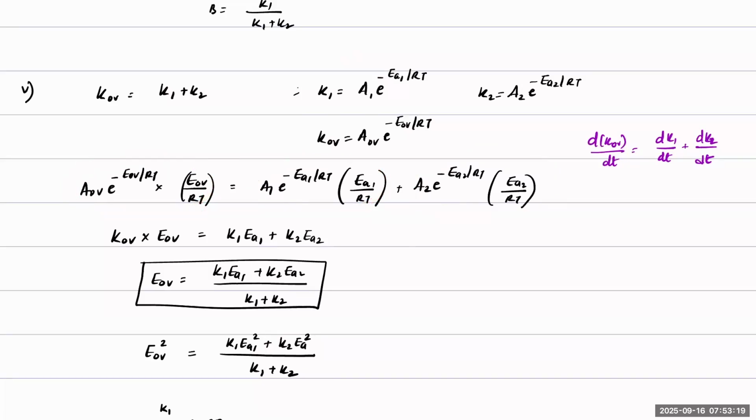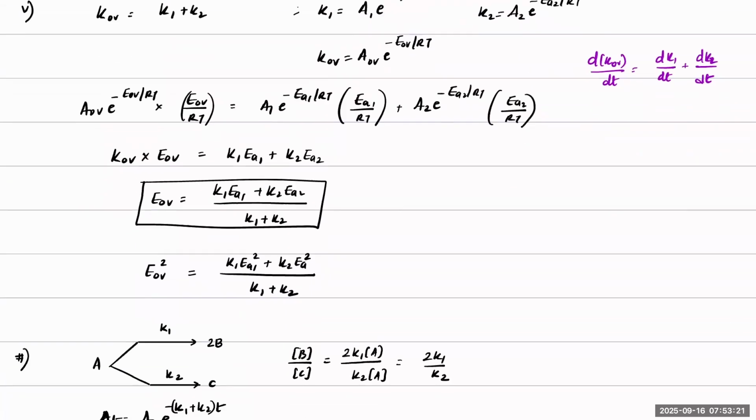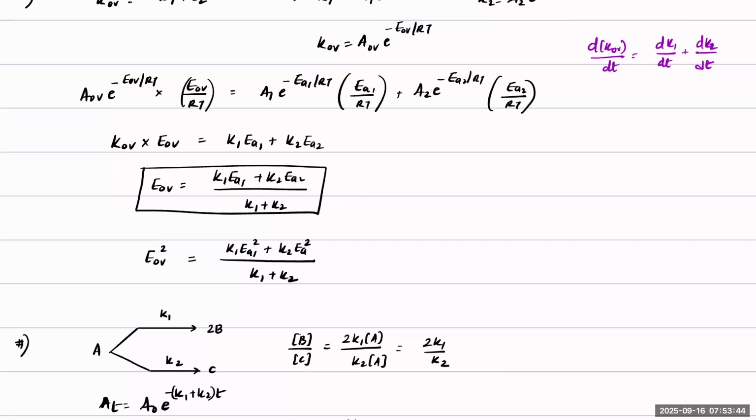A lot of things are constant, so you will see everything overall will get removed, and you will have E overall, the activation energy overall, is equal to K1 EA1 plus K2 EA2 by K1 plus K2. This is what you will get. Likewise, you'll also get E overall square is equal to K1 EA1 square plus K2 EA2 square by K1 plus K2.